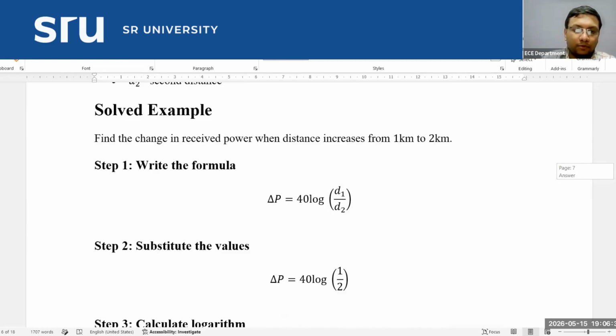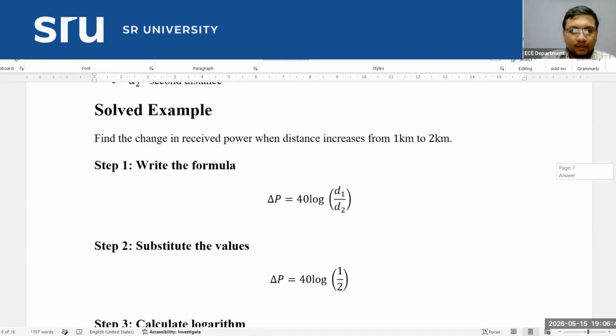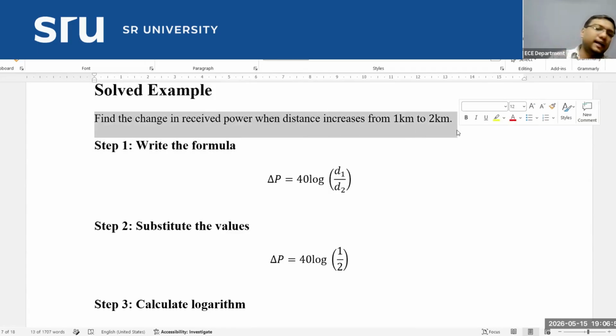So what is the formula? Formula is delta P is equal to 40 log D1 by D2. So find the change in receive power. If the problem comes like that, find the change in receive power when the distance increases from 1 kilometer to 2 kilometers. So earlier the distance between transmitter and receiver was 1 kilometer. So there was some power that was received. But now the distance is changed from 1 kilometer to 2 kilometers.